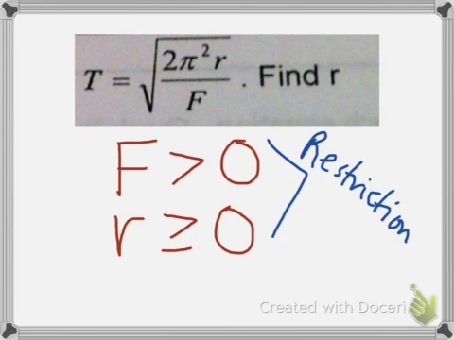So in order to make that happen, F would be restricted to being greater than 0, and R would be greater than or equal to 0.